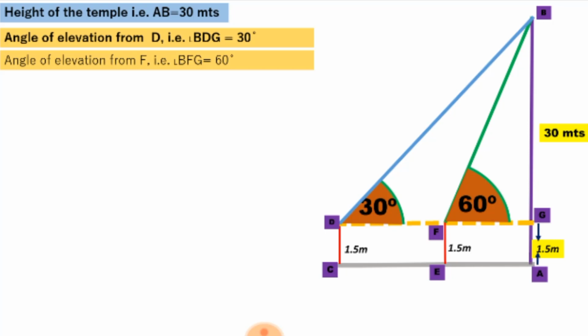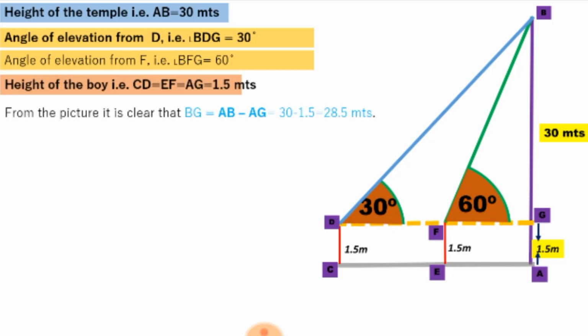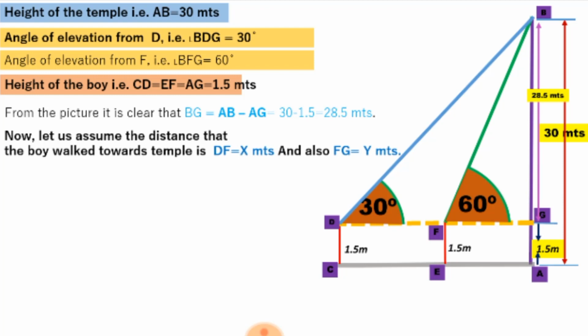Now here the height of the boy, that is CD, EF and AG, equals 1.5 meters. And from the picture it is clear that the length of BG is AB minus AG, that is 30 minus 1.5, which equals 28.5 meters. So therefore the length of BG equals 28.5 meters. Now let us assume the distance that the boy walked towards the temple, that is DF, equals x meters, and also FG equals y meters.